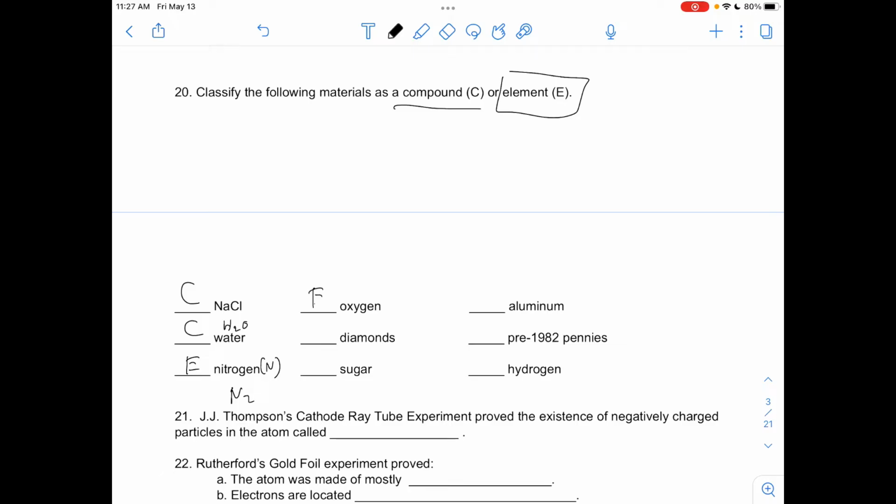Oxygen is also an element. Diamonds are made out of just carbon, so that's an element. Sugar is a compound. It's C12H22O11, something like that. So there are multiple elements, so it's a compound. Aluminum is an element.